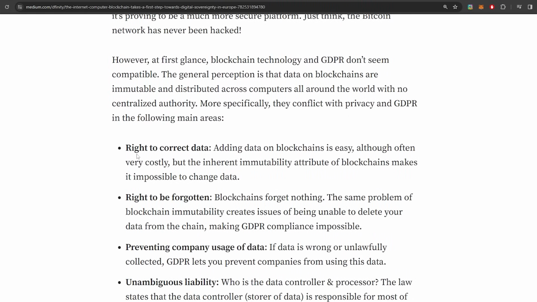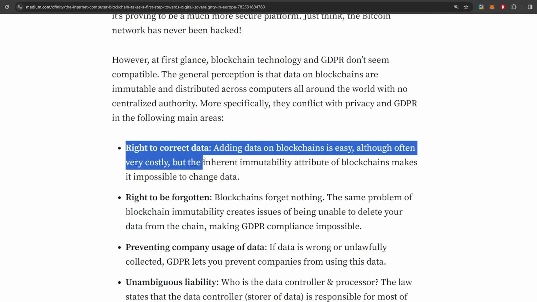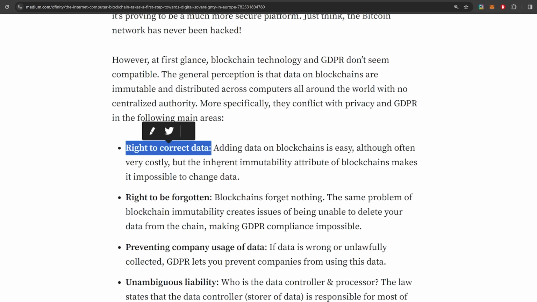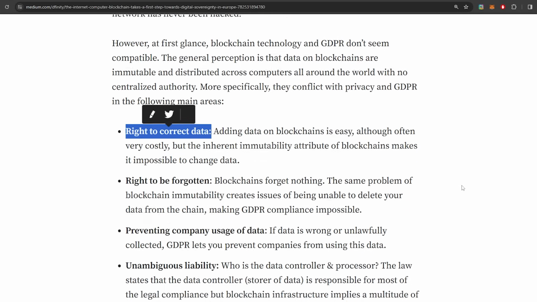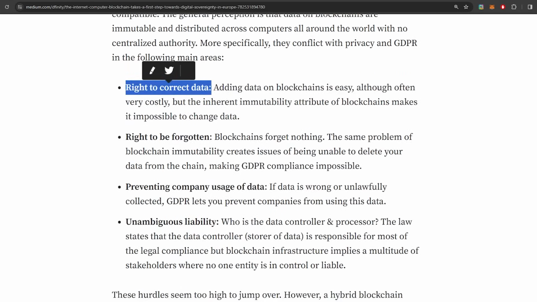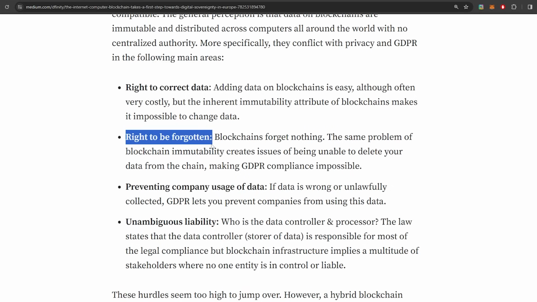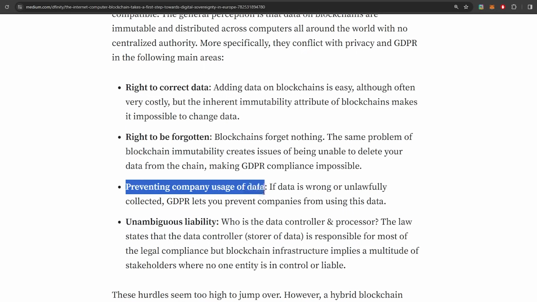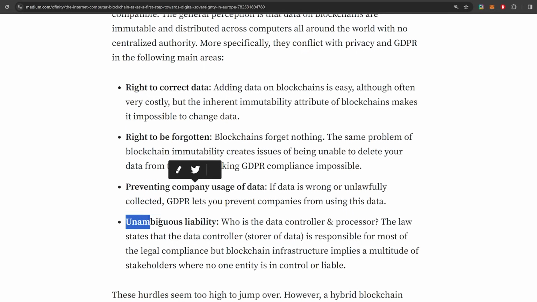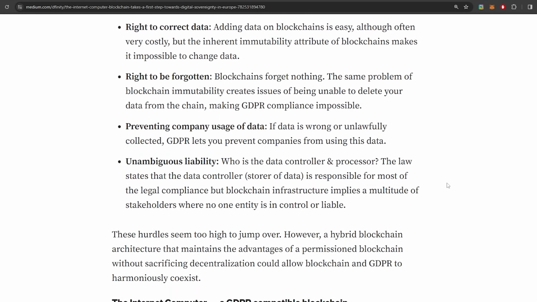And some of the GDPR requirements are the right to correct data, which means the ability to modify the data stored on chain if it's wrong, the right to be forgotten, which is the ability to delete content you no longer want online, preventing company usage of data, which means preventing companies from using unlawfully collected data, and unambiguous liability, knowing exactly who is the storer of data in case any of the GDPR rules are broken so that they know who to go after.